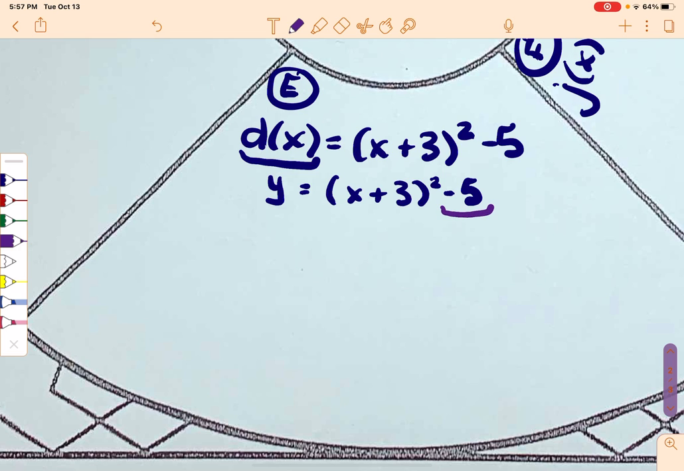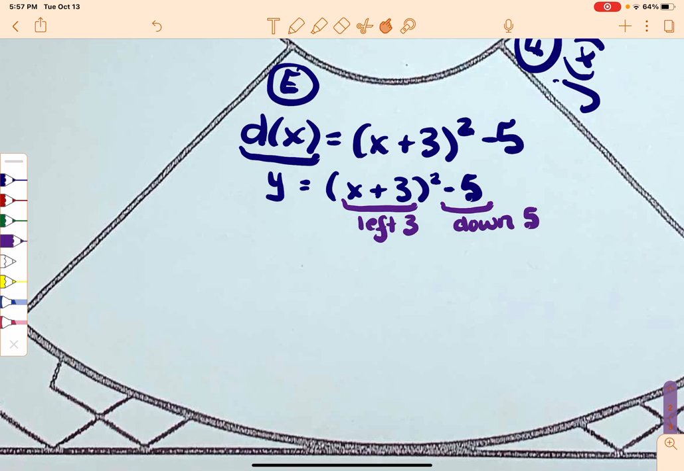Okay, so this part right here is going to tell you it's going down 5. This part in here means it's going to go to the left 3. And there's no number in front. So we assume that's a 1. So that means it opens up.